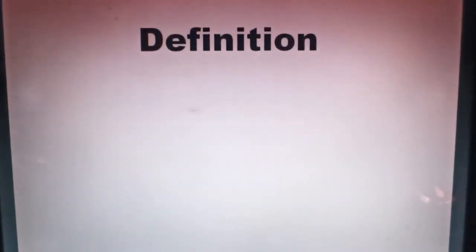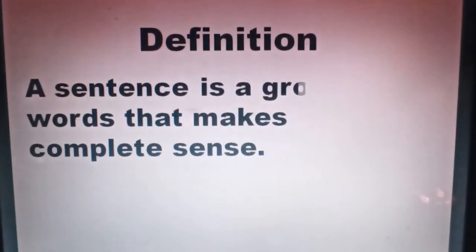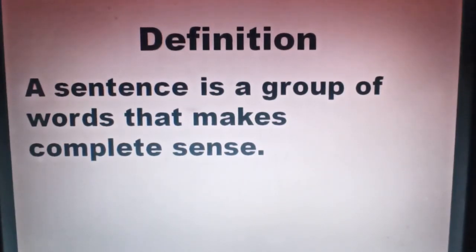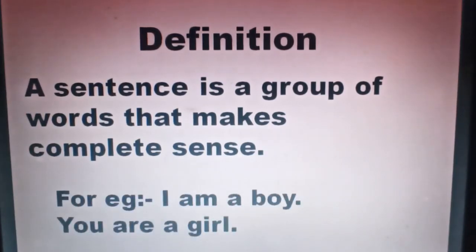Now the definition for the sentence. A sentence is a group of words that makes complete sense. Sentence जो है एक शब्दों का समूह है जिनका सही अर्थ निकलता है, पूर्ण अर्थ निकलता है. For example, I am a boy, मैं एक लड़का हूँ, you are a girl, तुम एक लड़की हो.